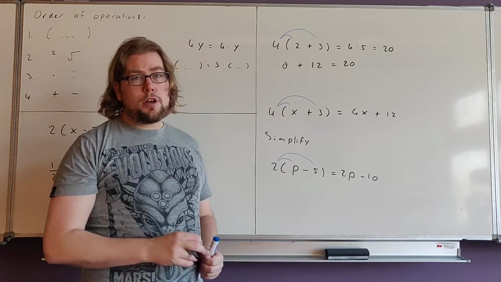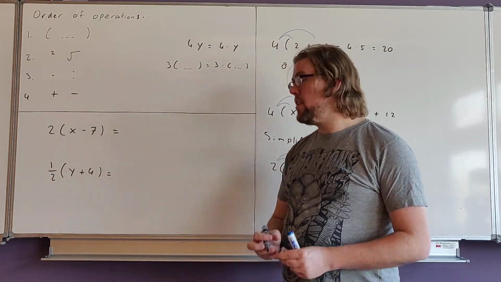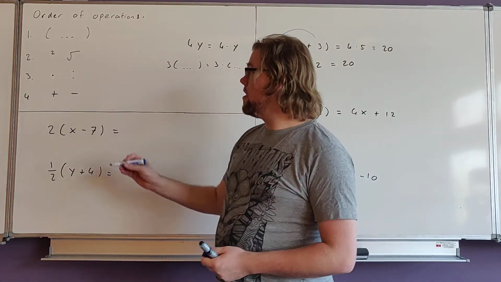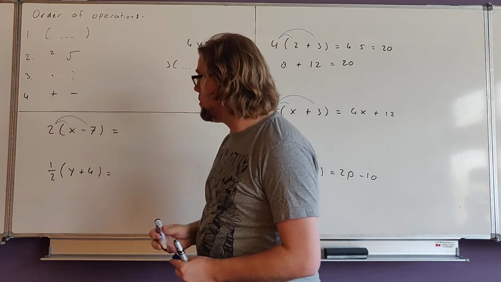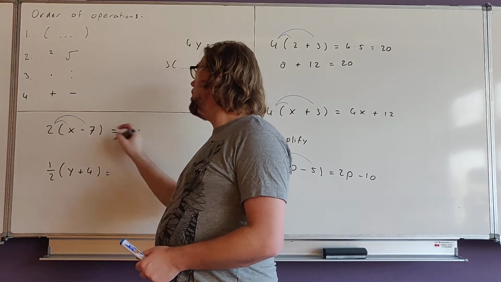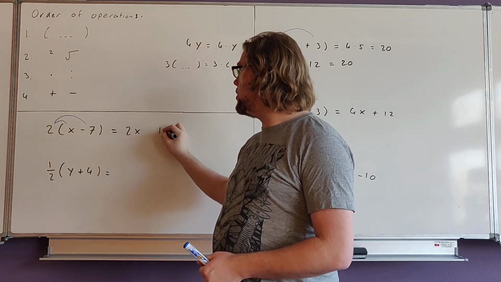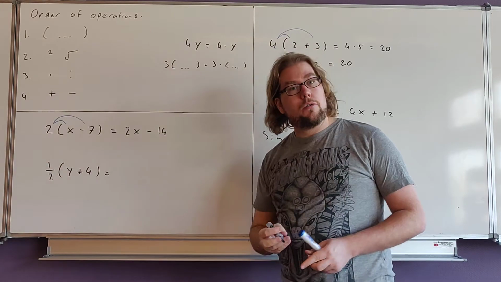I'm going to do a couple more examples, because in the beginning I told you I'm going to tell you how to work this out. So I'll show you again. You do 2 times x, and you do 2 times 7. 2 times x is 2x, and 2 times 7 is 14. And there's a minus here, so the minus also goes over there.